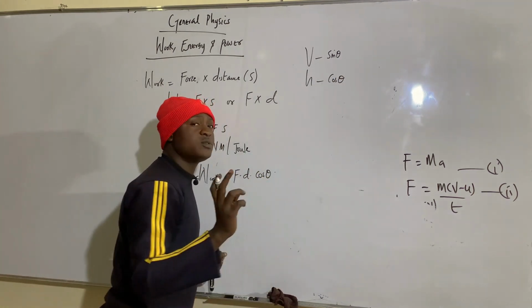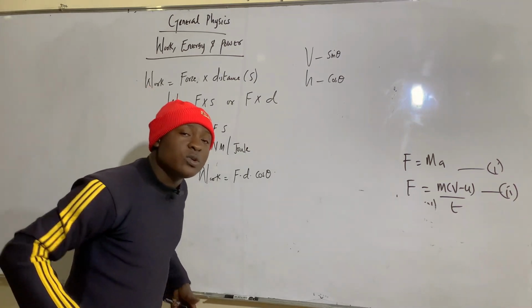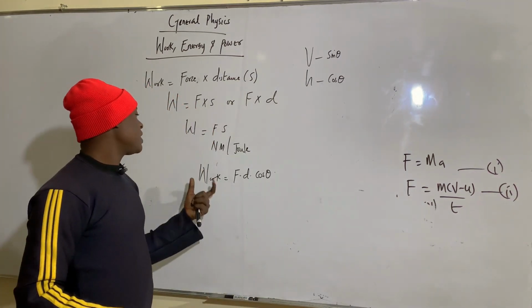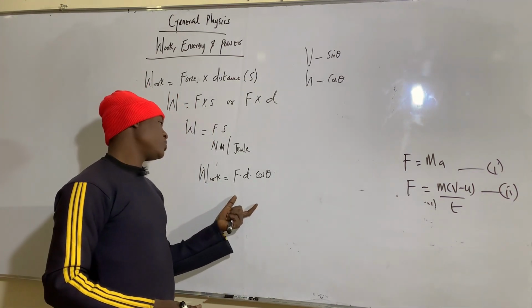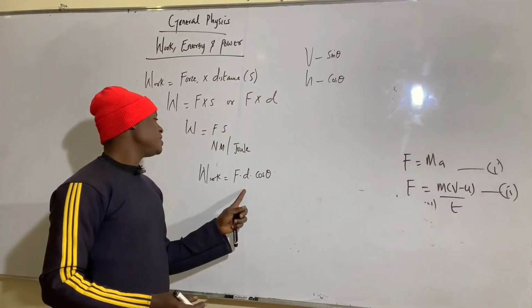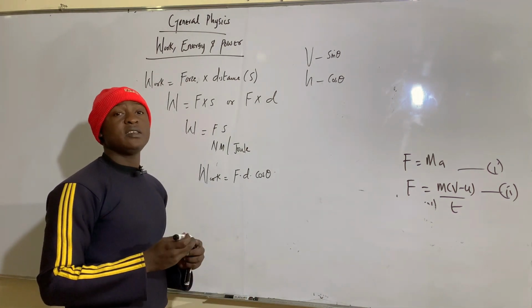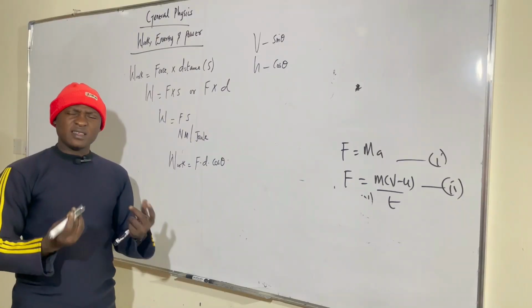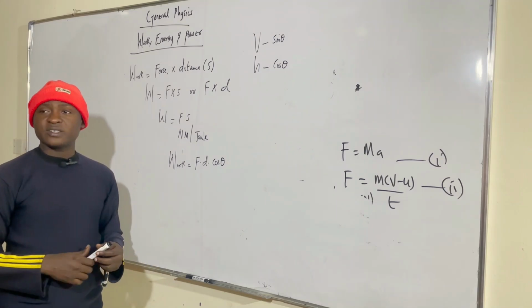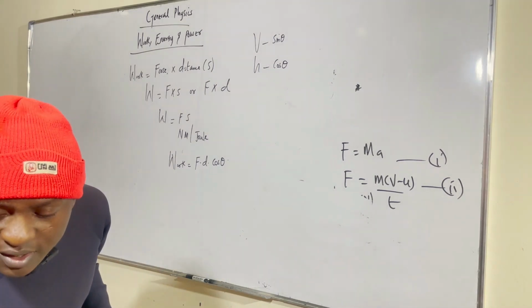So maybe we have to find the work done, and the object is moving horizontally. Then of course, the formula can be written as work done is equal to force multiplied by d, then multiplied by cos theta if the angle is included. I think this one is straightforward. Maybe we should just solve one example, then we move to the next agenda.